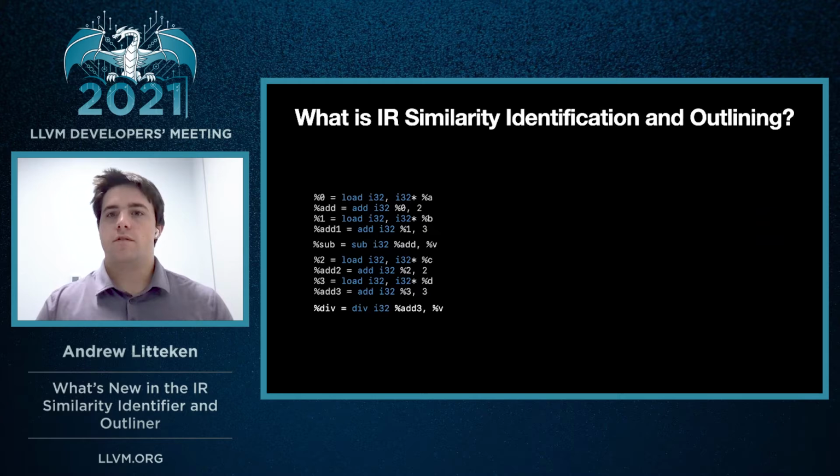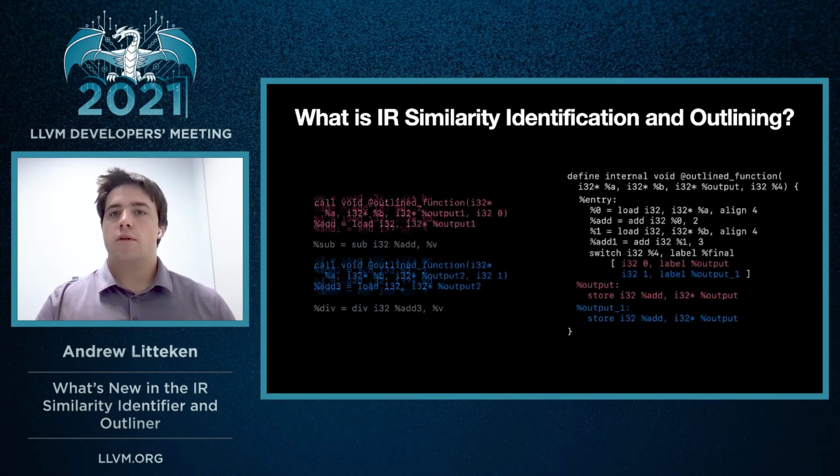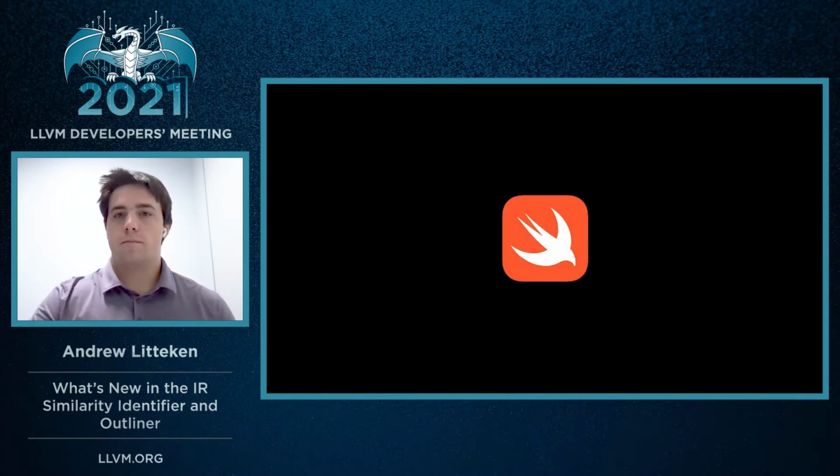As a brief review, similarity identification is the process of finding pieces of the code that are performing the same action, like the two highlighted sections here, and replacing the similarly identified code with calls to a new function with the goal of reducing overall code size.